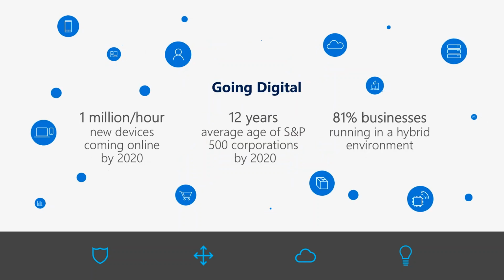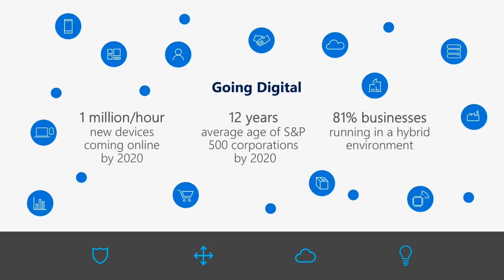Here are just a few predictions about going digital. By 2020, they are predicting that there will be 1 million new devices per hour coming online. By 2020, they also predict that the average age of the S&P 500 corporations will only be 12 years, and that 81% of businesses will be running in a hybrid environment.